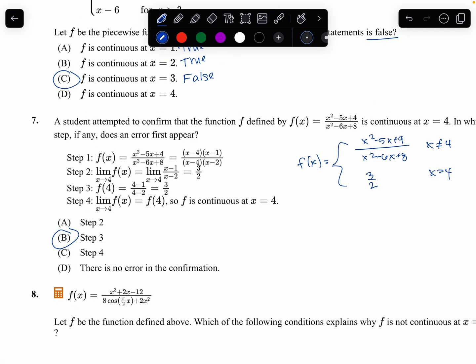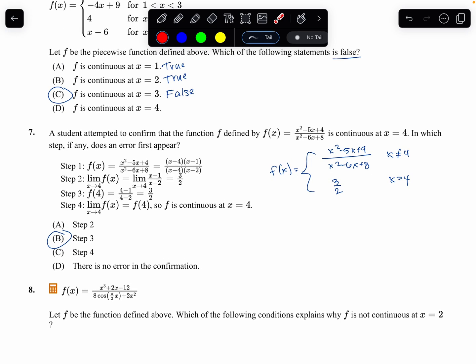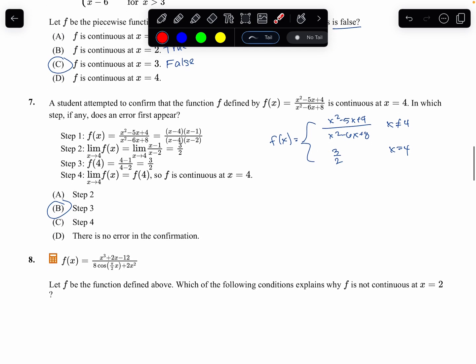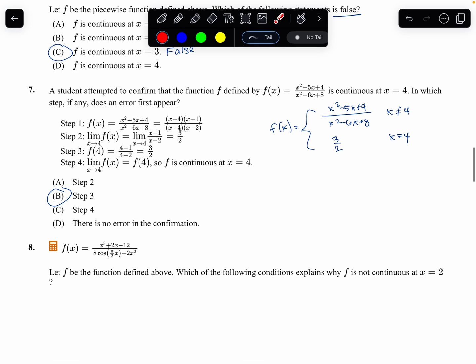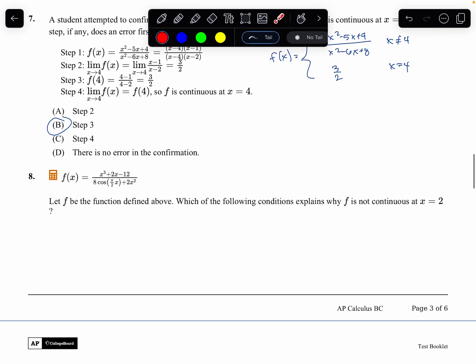You can't just plug it into the simplified version. That's kind of like a cheat. So that's his problem. He's plugging 4 into the simplified version. You can't do that. That's not the correct way to do that. So step 3 is wrong. Okay. All right. Example 8.